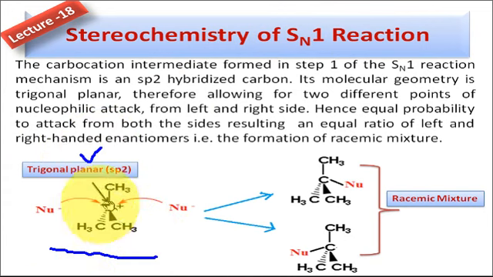That's why the probability of the attack of the nucleophile from both sides is equal. Left hand side it may attack or right hand side it may attack. Therefore, dextrorotatory and levorotatory products are formed in equal amount. Hence, in the SN1 reaction, a racemic mixture is formed.